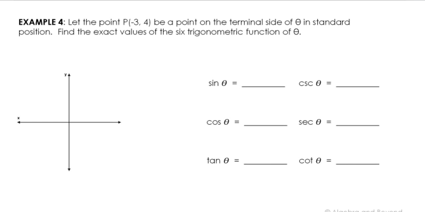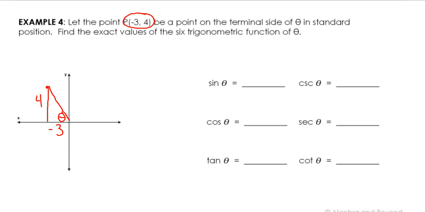Looking at example 4, they are giving us a coordinate point, that point P, that's on the terminal side of theta in standard position. If I think about this point, -3, 4, I would go left 3, up 4, and put a point. If I make that into a triangle, this is -3, and I've gone up 4. So theta is going to be right in here, and I am going to use that to find r first, and then once I have all three sides, I can fill in those trig functions.